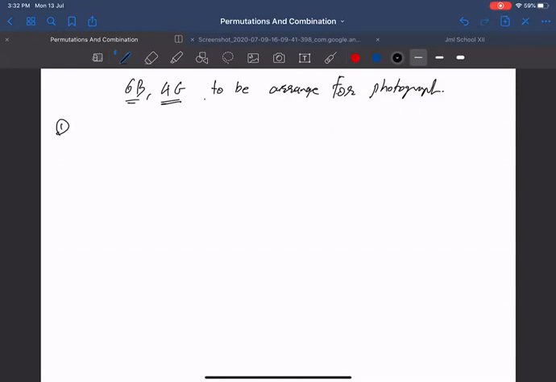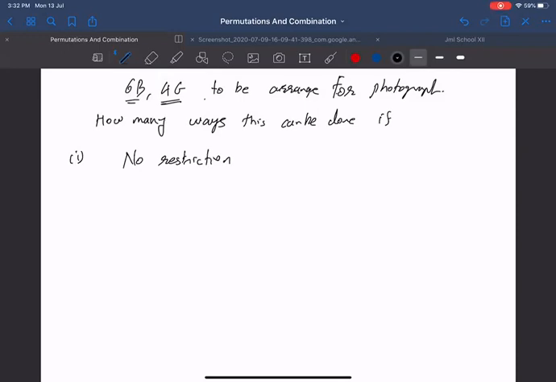So how many ways can this be done? First subpart: no restriction. Anyone can stand anywhere, no issue, no restriction. So basically, how many people are there in total? 10 people, correct, 6 boys and 4 girls. And I want to arrange how many? Obviously all 10 of them.